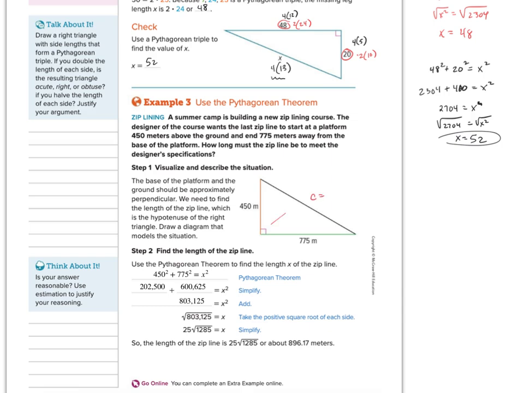And since it's across from my right angle, that would be the C value. So you have A, B, C. Doing the Pythagorean theorem, they filled in all the blanks down here. A squared plus B squared equals C squared. 803,125 is equal to X squared, finding the square root of both sides. And when they did that, the square root of 803,125 is approximately 896.17. And that's how much wire they need in order to successfully create a zip line. Anything less than that, no zip line.